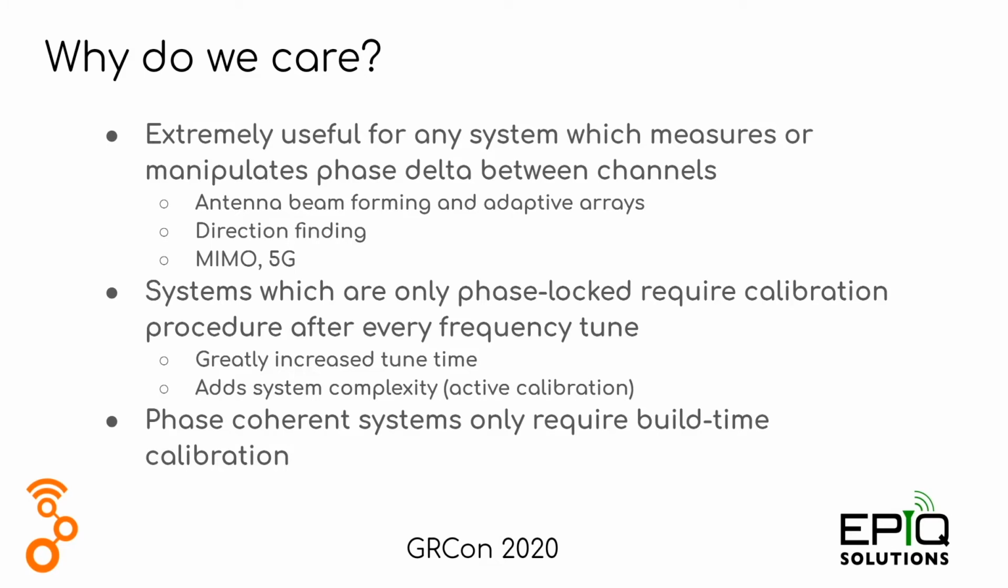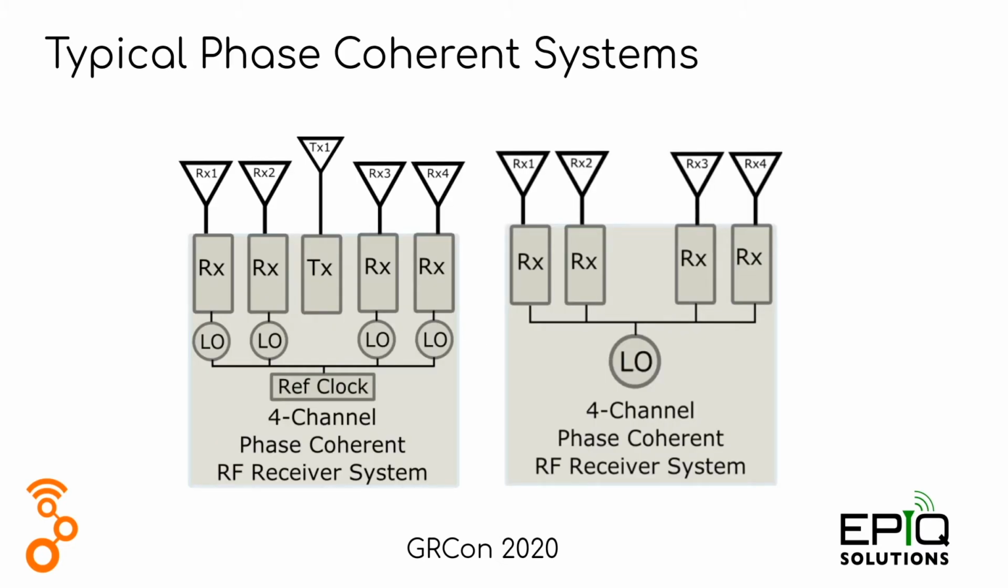So why do we care about this? Well, in a lot of modern systems, we're using things to determine what the phase difference is between two signals. We need to know what it is in our LO, because that ultimately decides what it is in the baseband. So think of things like antenna beamforming, adaptive arrays, and direction finding, and the 5G stuff is using all of those things. And if you have a system that is only phase locked, you have to have some way in the system to determine, when you tune frequency, what the phase relationship of your LOs are. And this requires you to use some type of calibration, usually like a transmit signal, or you can distribute the same LO to all of them, but these all come with complexity. With a phase coherent system, you really only need to calibrate it when you build it, and you can just go from there.